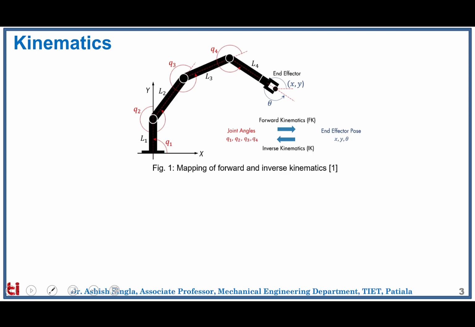So as discussed in the previous session, forward kinematics is the mapping from joint angles to end effector pose. Where these joint angles theta 1, theta 2, theta 3 are given, and we can calculate the xy position of the end effector in Cartesian space. In the inverse kinematics, the end effector pose is given to us and we are supposed to calculate the joint angles theta 1, theta 2, theta 3 which are required to obtain that particular configuration.